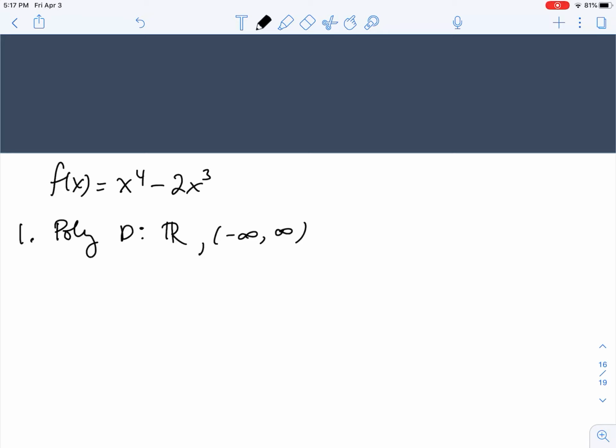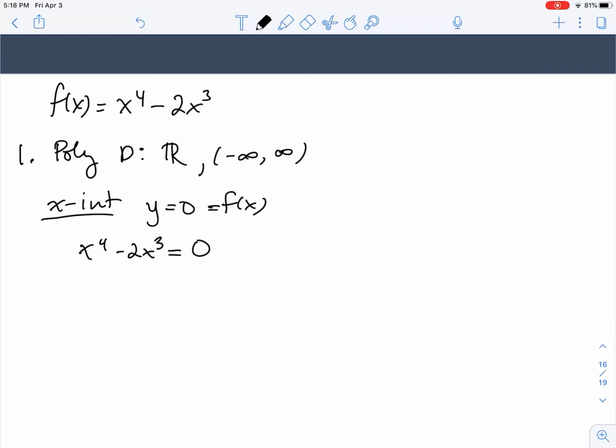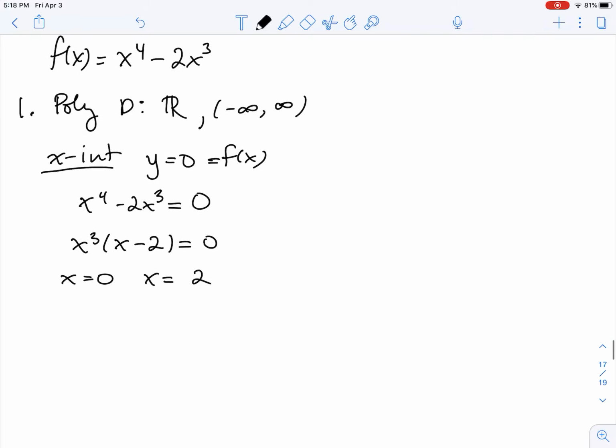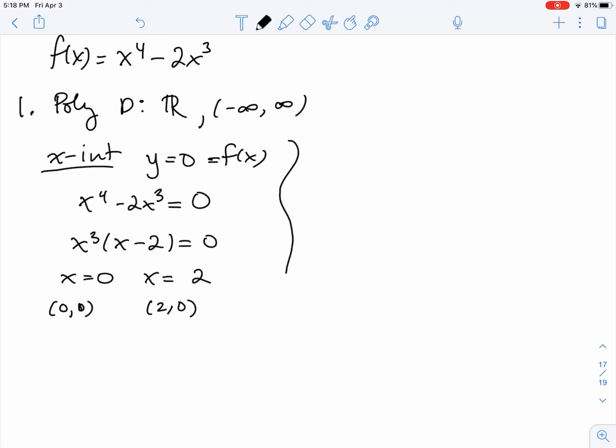Okay? The next thing we want to do is look at the intercepts. So we can start with the x-intercept. The x-intercept says let y equal 0. Okay? And y, of course, is f of x. So we take the function and set it equal to 0. I have x cubed in common, and I have x minus 2 is equal to 0. Setting them both equal to 0, I get x is equal to 0 and x is equal to 2. So that means that 0, 0 is an x-intercept, and 2, 0 is an x-intercept.